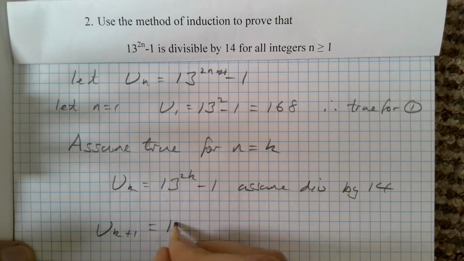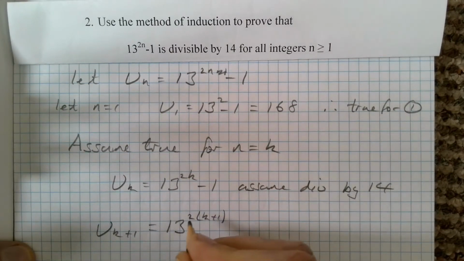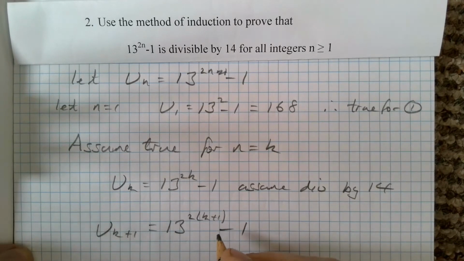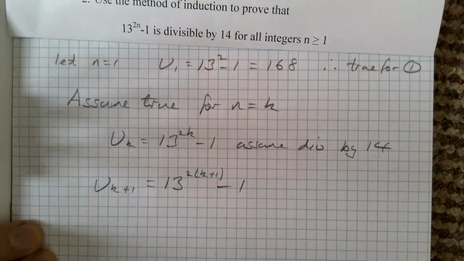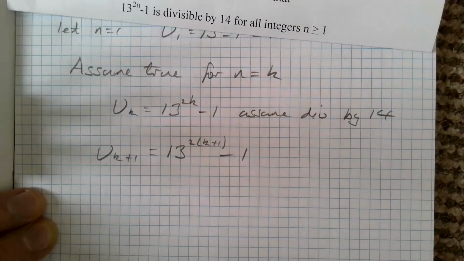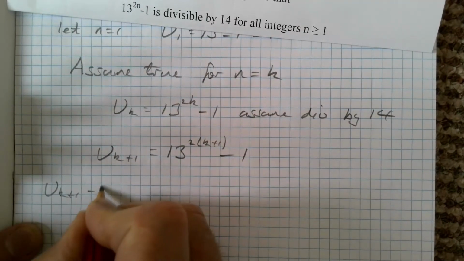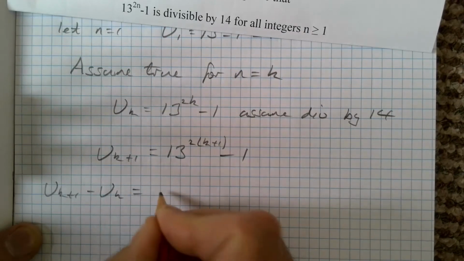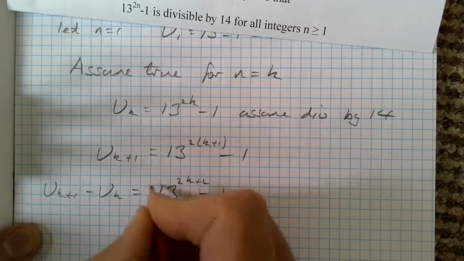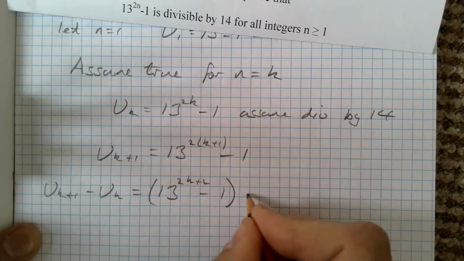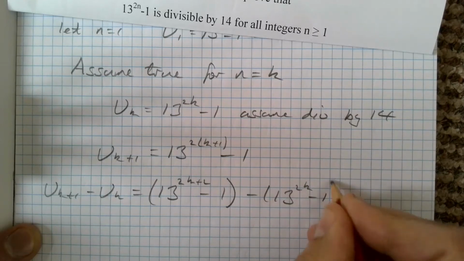So u of k plus 1, what would that be? That would be 13 to the 2, and instead of writing k here, it's going to be k plus 1, take away 1. If I do this one, take away this one, let's see what we end up with. I'm doing u of k plus 1, take away u of k. That will be 13 to the 2k plus 2, take away 1. And I'm subtracting then u of k, 13 to the 2k minus 1.